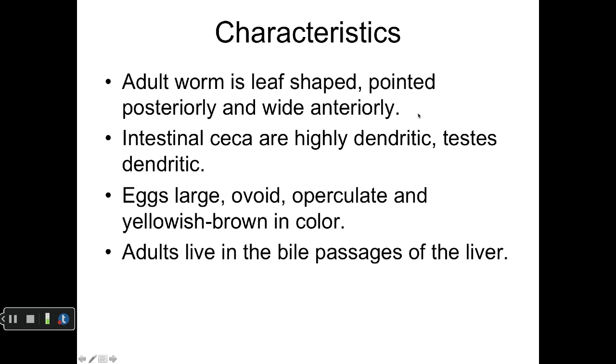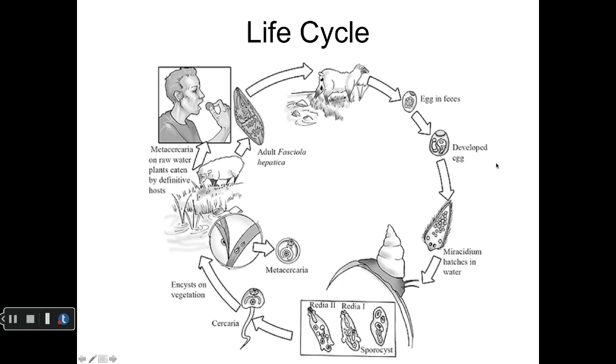Just to review then, the adult worm is leaf-shaped. It's pointed posteriorly and wide at the anterior end, forming almost shoulder-looking structures. The ceca are highly dendritic and the testes are highly dendritic. The egg is large and oval, operculate, and yellowish-brown. And the adult worms live in the bile passages of the liver.